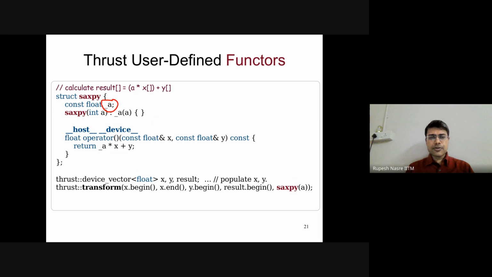And by marking it as host device, essentially this functor can be called from either CPU or GPU. And how do you know whether it is called from CPU or GPU? That is decided by whether x and y are host vectors or device vectors.